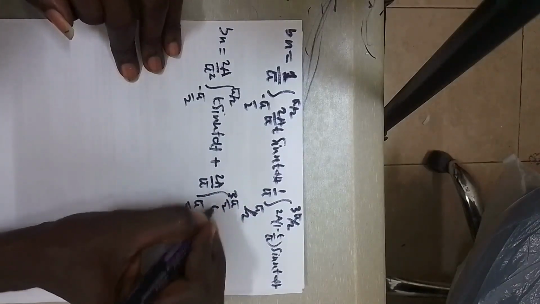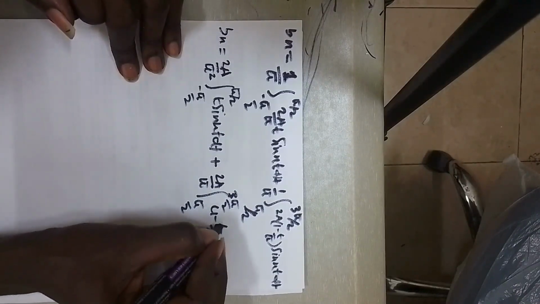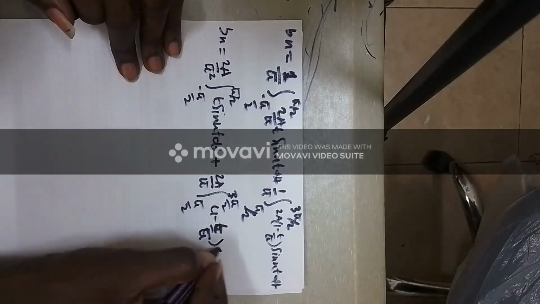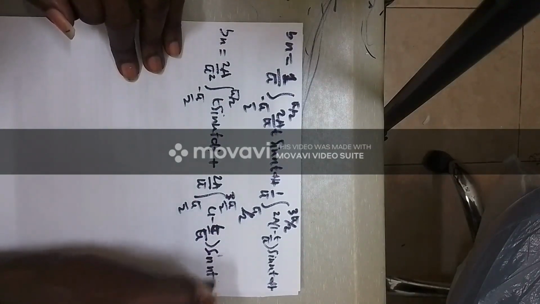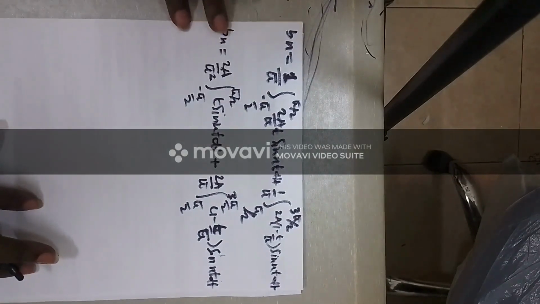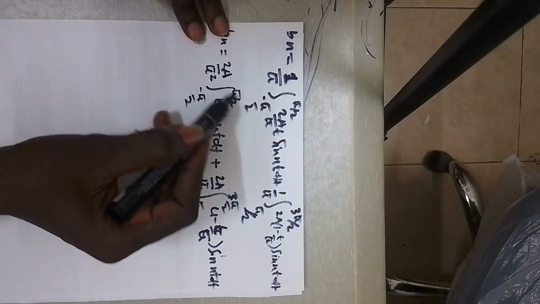Okay, into what? 1 minus pi on what? 1 minus t on pi. Okay, 1 minus t on pi into sine nt dt. Okay, dt.